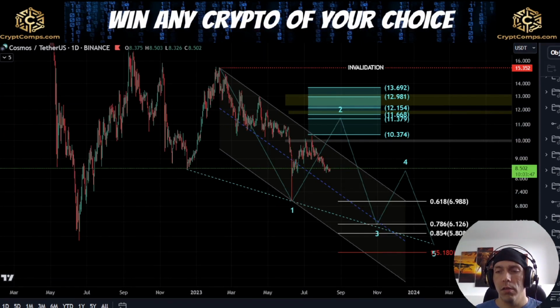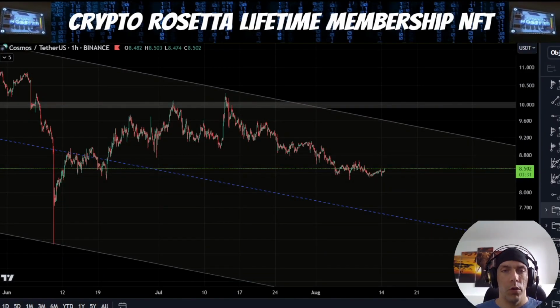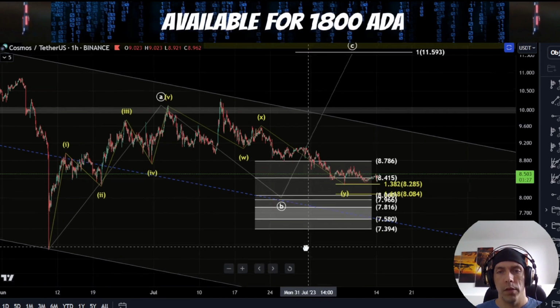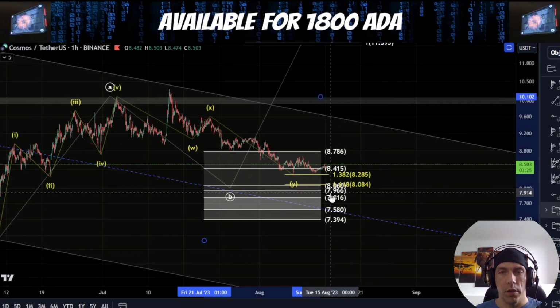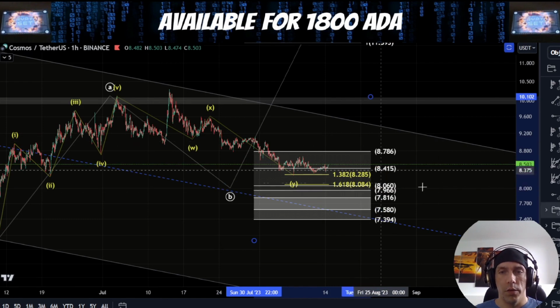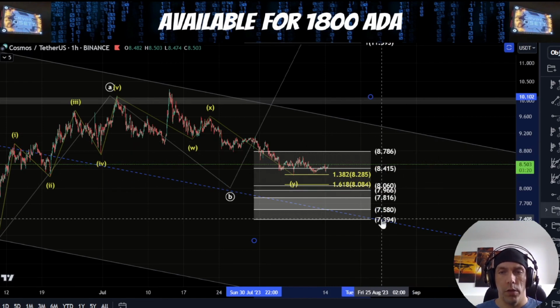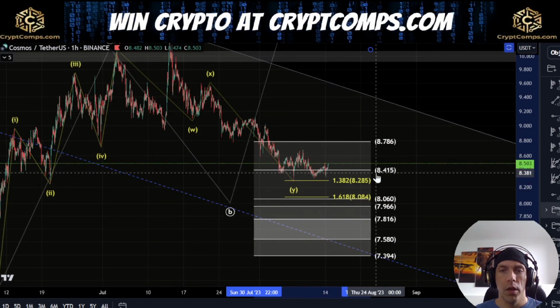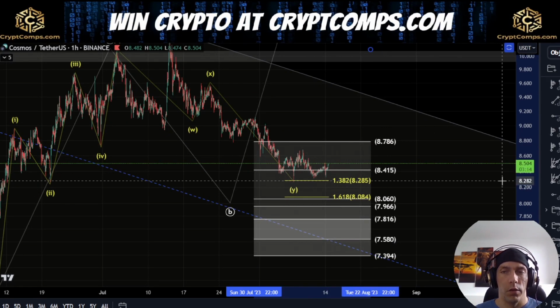Okay, so let's get down into the smaller degree counting here. In the previous video, what we were talking about was the potential that we could have this as 1, 2, 3, 4, and 5. And what we were saying is that we're looking for a retracement down here into this area of this 50% to this 786. So we have actually come down here already past this 50% level here at this $8.41.